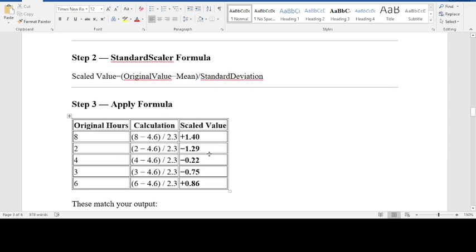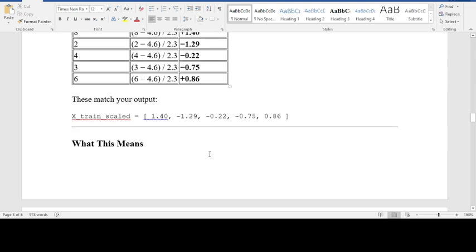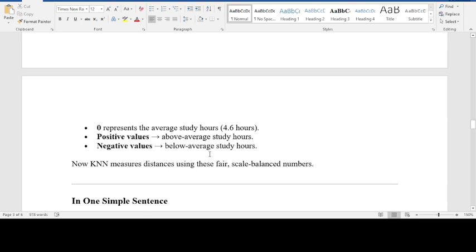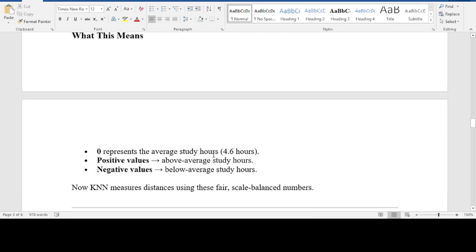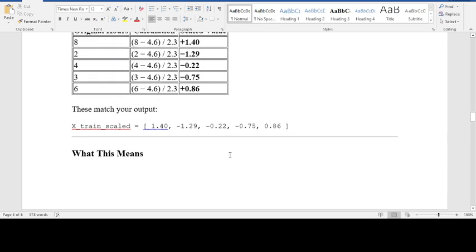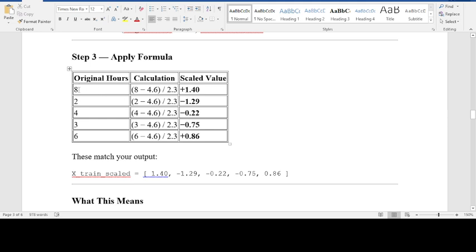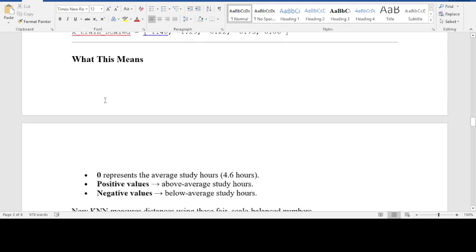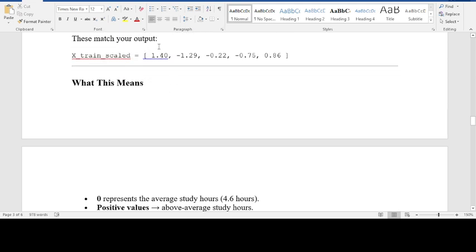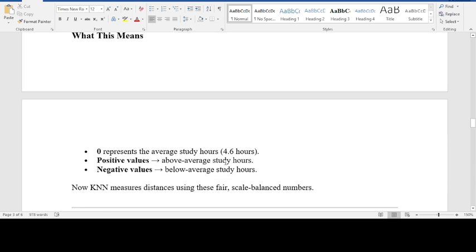Now what is the use of the StandardScaler? What is the use of feature scaling? Now you come down here. First of all, what does this mean? When you get a value, it gives the average study hours as 4.6 hours. It means if a person reads 8 hours, 2 hours, 4, 3, 6, what is the average? So 0 here means approximately 4.6 hours. So what are the positive values?